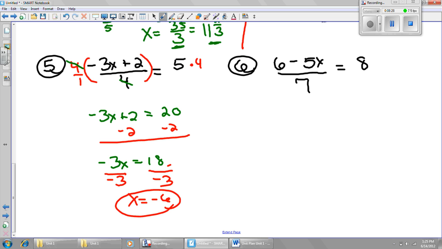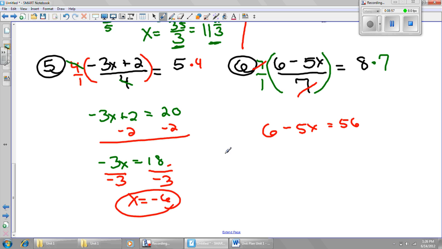And there you go. All right, one more example, and then we're going to wrap up this video. This one right here, the 7 is bogging things down. I'm going to multiply both sides of the fraction by some form of 7. On the left-hand side, the 7's will cancel. 6 minus 5x will end up equaling 56.